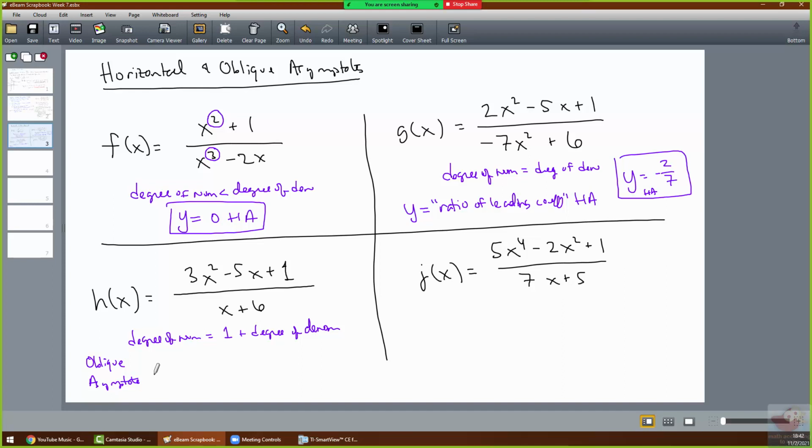So horizontal asymptotes go left and right, vertical go up and down, oblique are your slanted. As far as finding an oblique asymptote, you have to use division.